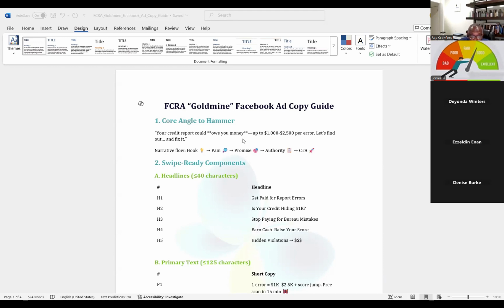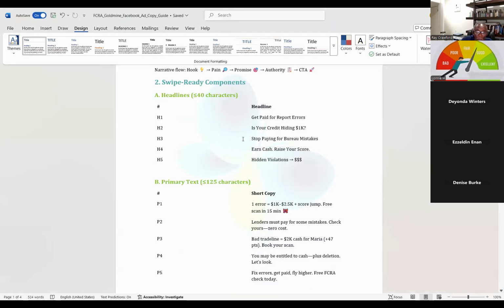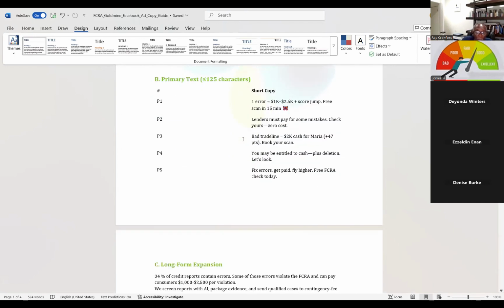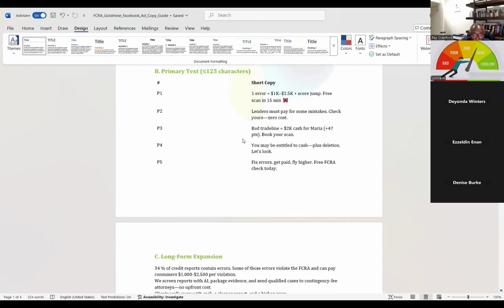So these are some headlines. You can test these too in your own emails and stuff. So, you get paid for report errors. Is your credit hiding $1,001? Stop paying for bureau mistakes. Earn cash, raise your score, with money signs. I'm not going to read every single one of these, but I like some of these. Like, you may be entitled to cash plus a deletion. Let's look.